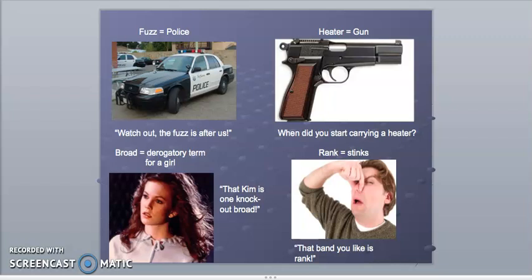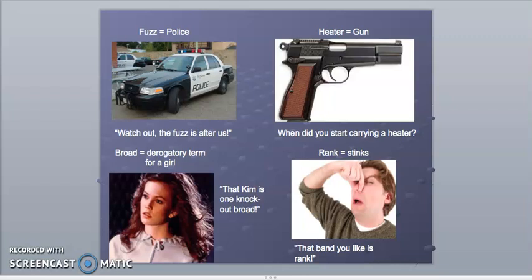We see the police involved a lot throughout the story as we see gang violence and issues with families. So the police are actually quite often involved, and a term for that is the fuzz. Next up, we have a heater, which is a gun. When did you start carrying a heater? Like I said, there's lots of violence in this story, and the gangs need a way to defend themselves. So the slang for a gun is heater.